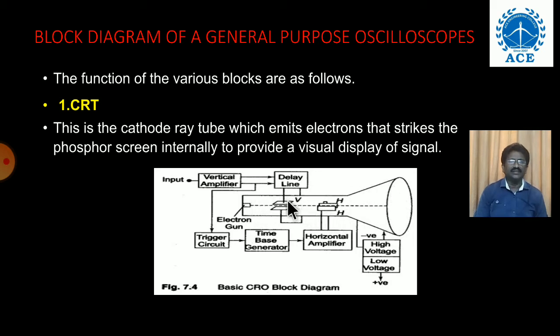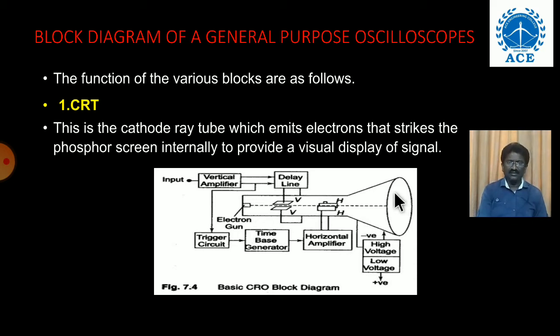It has vertical plates and horizontal plates and an electron gun also. Here the CRT emits electrons that strike the phosphor screen internally to provide a visual display of the signal. This is the screen, which is coated with fluorescent material according to our requirement. So the electrons strike the phosphor screen internally to provide a visual display of the signal. This is the function of the CRT.